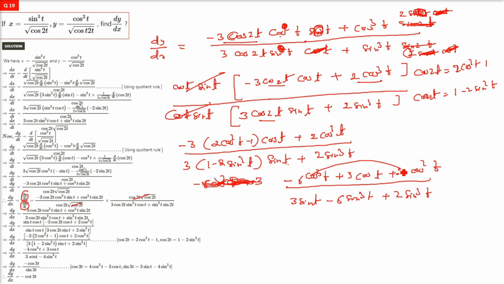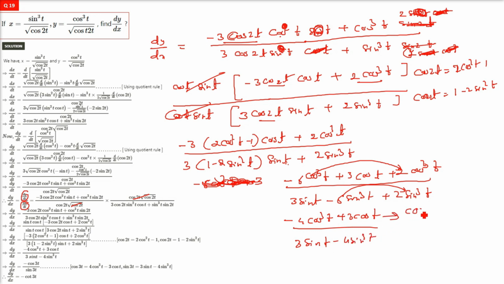Minus 4 cos cube t plus 3 cos t. And I am taking a negative. I am not showing it, but I am taking a negative from here because we have to make the formula. That is 4 cos cube t minus 3 cos t. In the denominator, it will be 3 sin t minus 4 sin cube t.